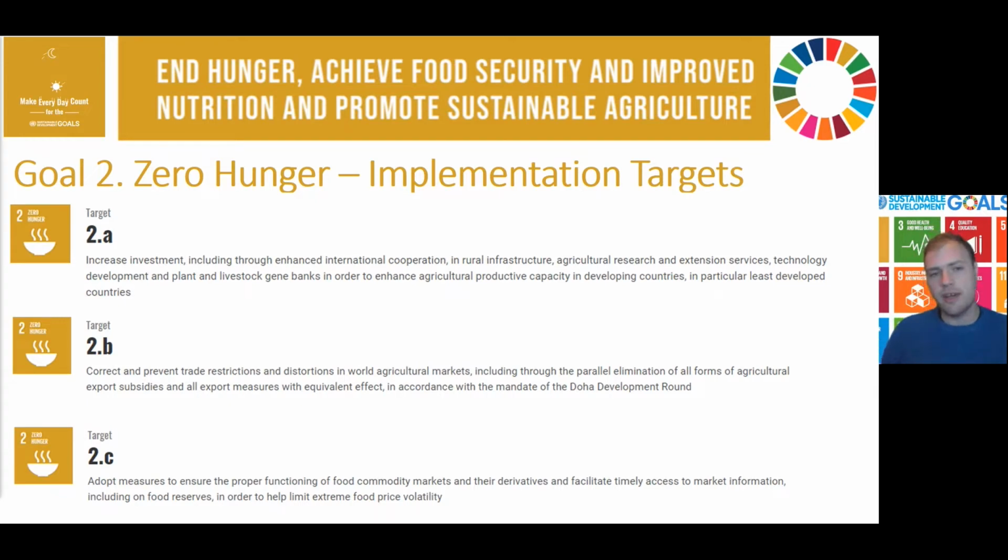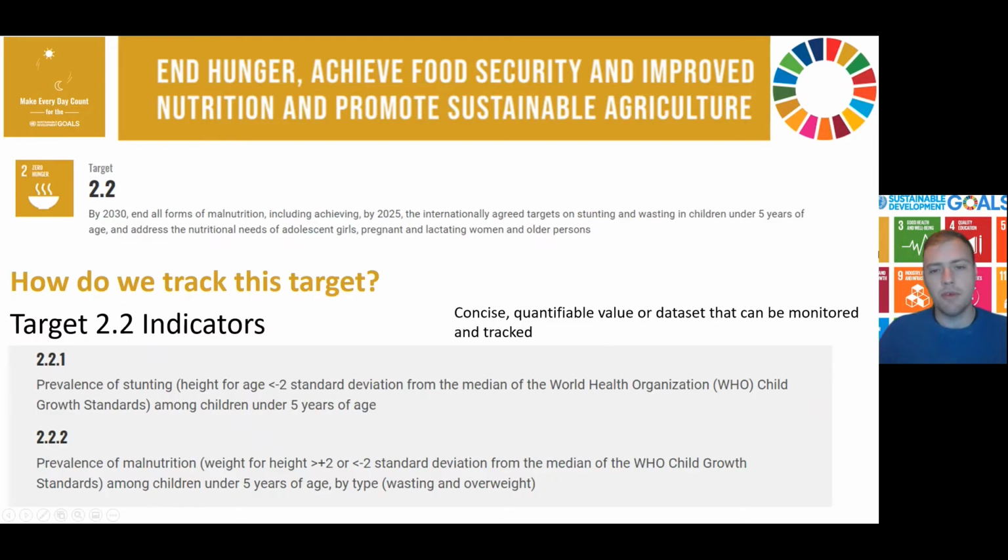So you can see how those two different types of goals really break down our broad goal of ending hunger into a series of implementable and actionable targets that we can work towards. Then we can break our goals down even further. For each of those individual targets, we have a series of indicators, so waypoints on the way to achieving the SDG that tell us how we're doing. And these are concise, quantifiable values or data sets that can be monitored and tracked.